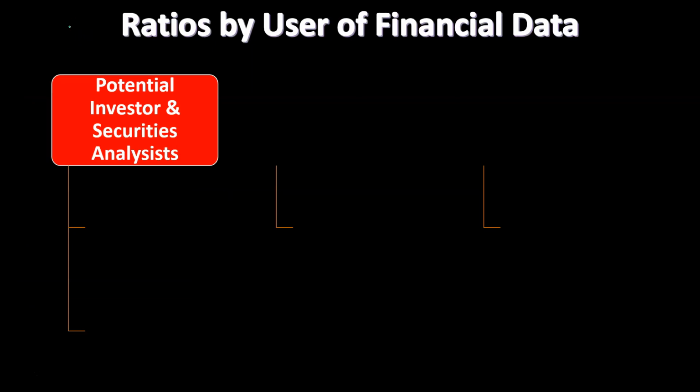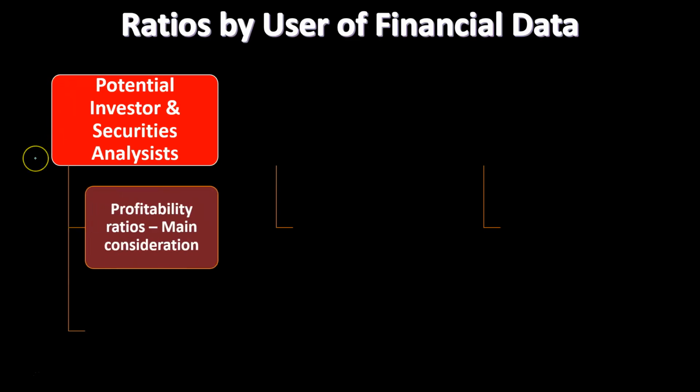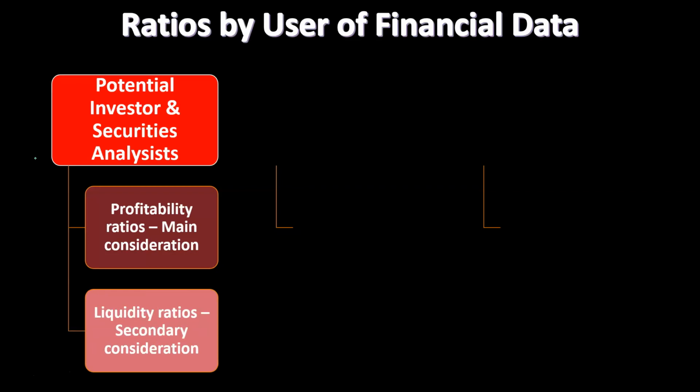So, ratios by user of financial data. If you think about different users, what ratio groupings are most important to those users? We have the potential investor and securities analyst. If you're thinking from the standpoint of an investor looking at the financial statements, what ratios are you most concerned with? Typically, profitability ratios are your main consideration. Why? Because if you're thinking about investments, you want to think about what the return is going to be in the future, and whether the risk of your investment in the company is worth the potential return that could come in the future.